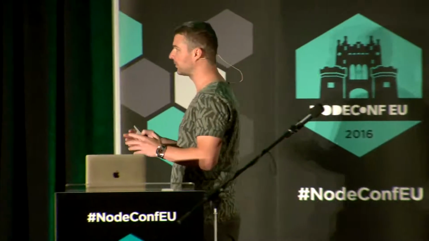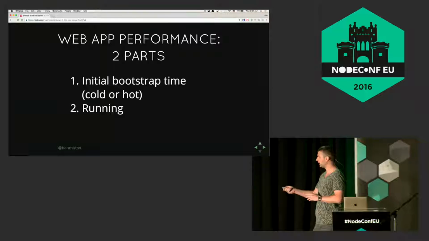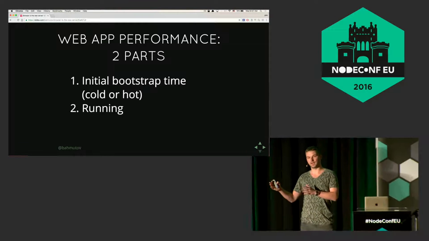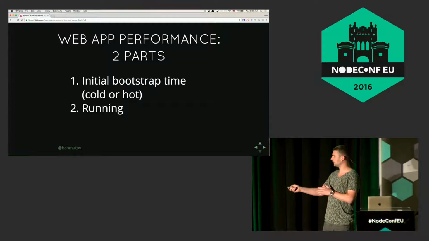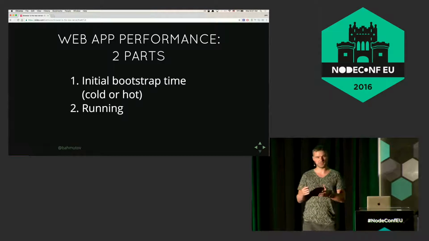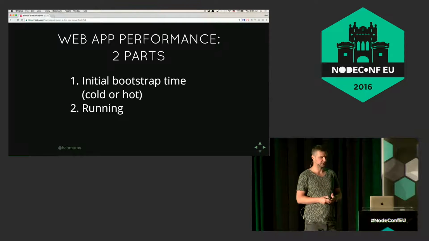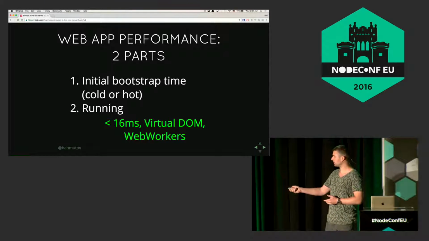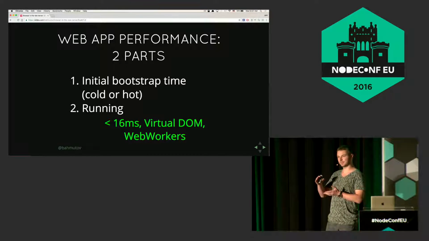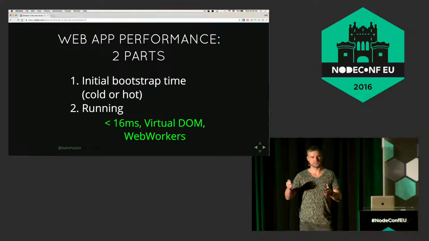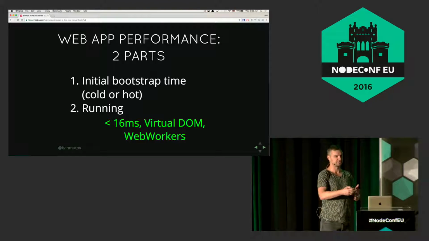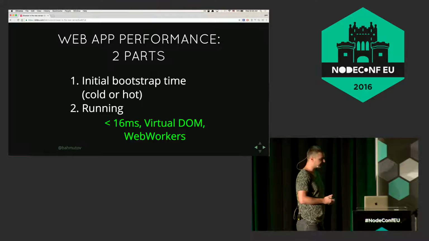So when you talk about web performance, there are two parts. One, you have to actually start the app, the bootstrap. And the second, once it's running, you have to keep running it very quickly so it doesn't feel sluggish and doesn't freeze as you interact with the page. We spent a lot of time optimizing the running part, and it's hard, right? You have to do everything in less than 16 milliseconds if you want to run at 60 frames per second. So you can go to virtual DOM. You can even offload long-running operations to web workers.